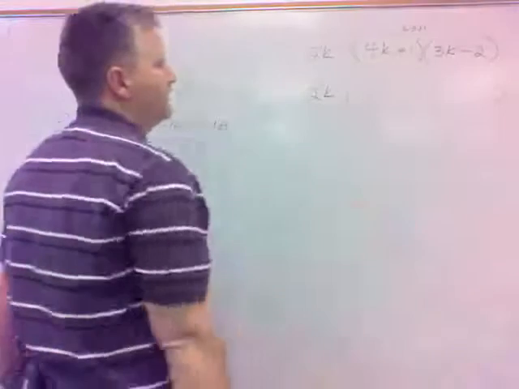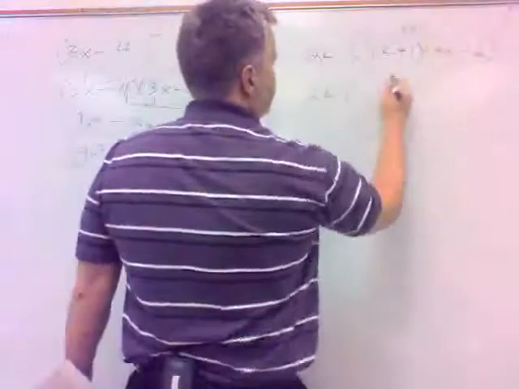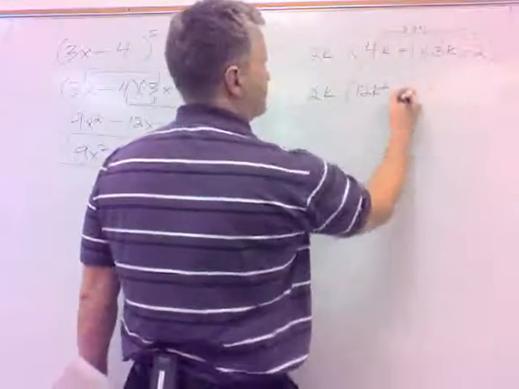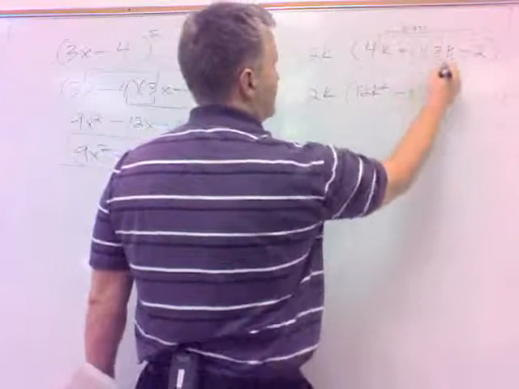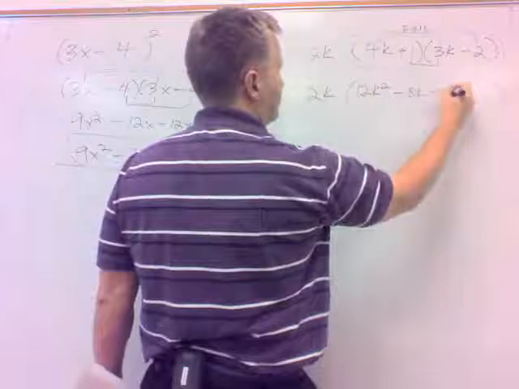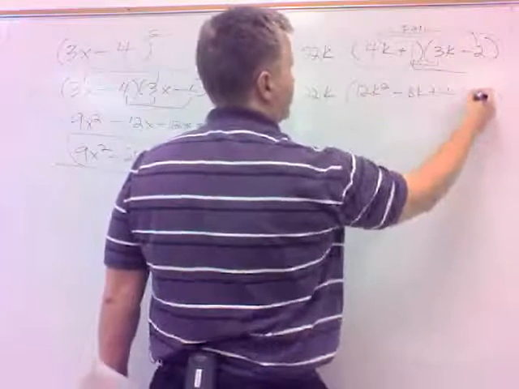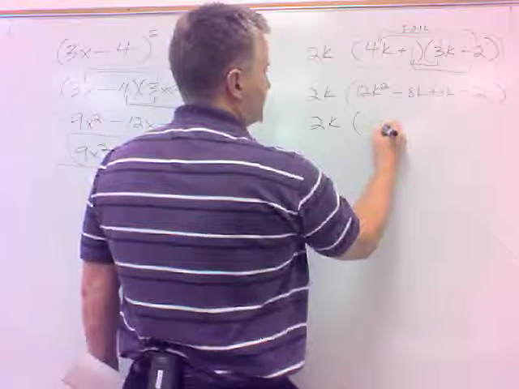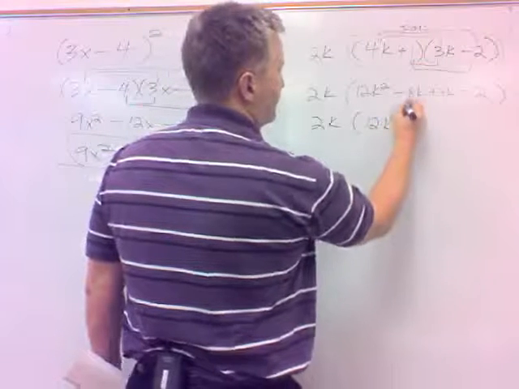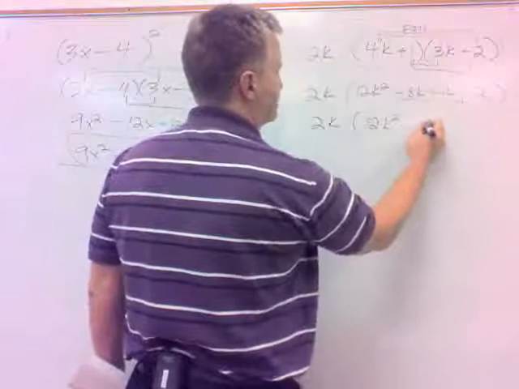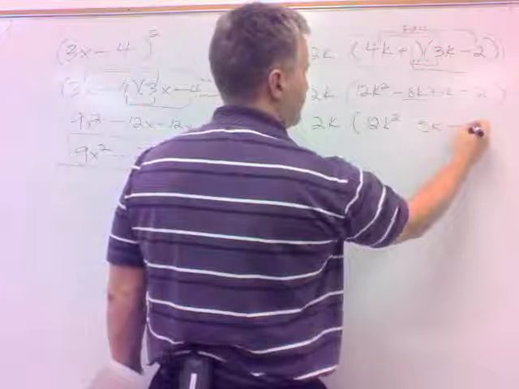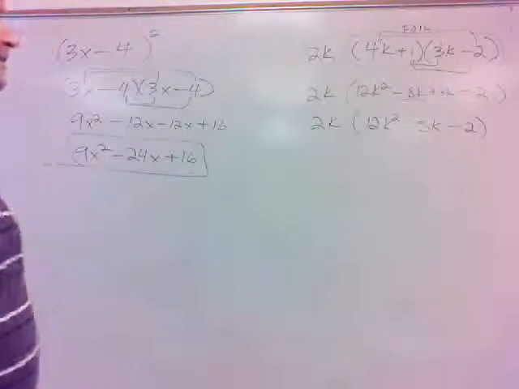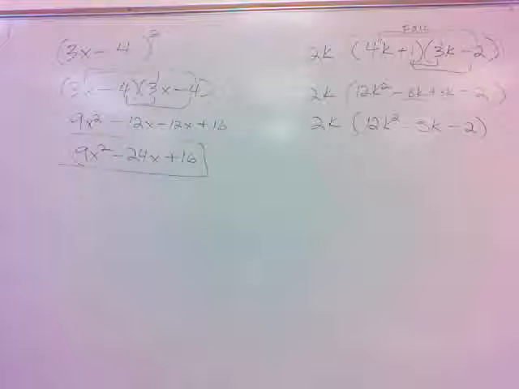Okay? So we FOIL those 2 out, that'll be 12k squared. 4k and minus 2 is minus 8k. 1 times 3k is 3k positive. And then 1 times minus 2 is minus 2. So we'll have 2k times parentheses 12k squared. Middle 2 are like terms, so we can combine them to minus 5k. And then minus 2. So the FOIL there gives me that.